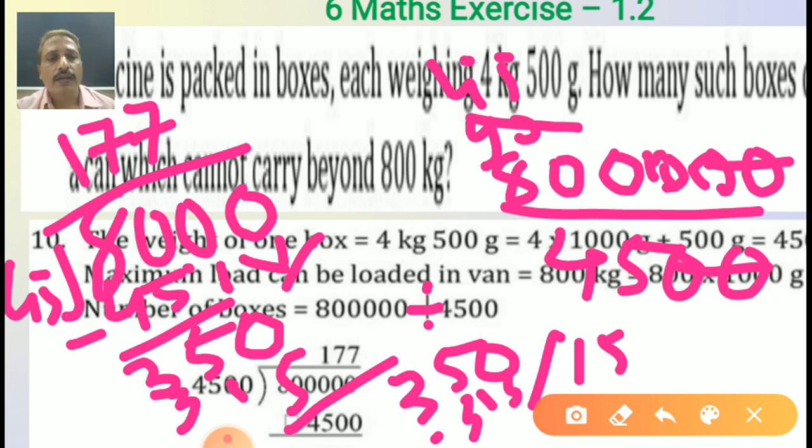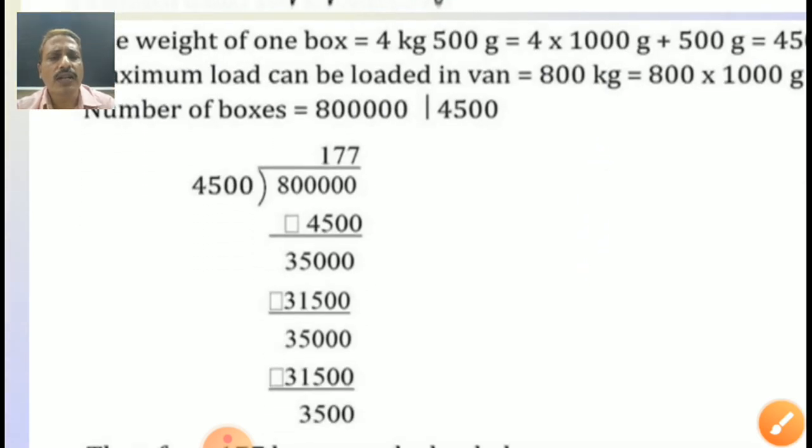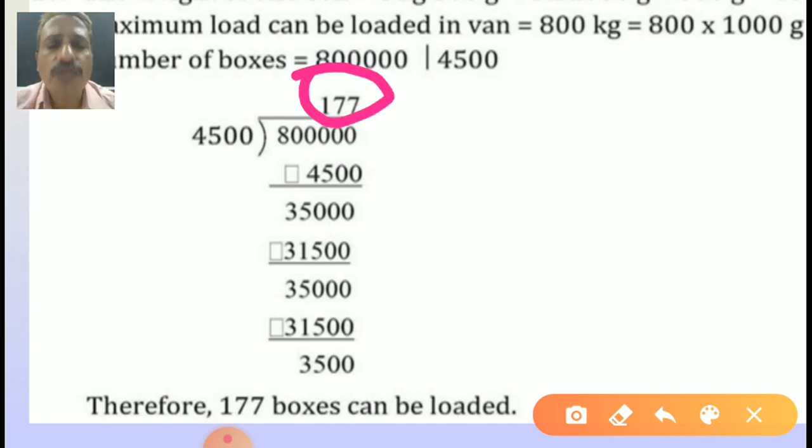This is one way. Or you can use this method altogether. Zeros are there, so don't worry about zeros. We only have to check the number of boxes. The number of boxes that can be taken by a van is 177. They did not ask how much the weight of that 177 boxes is, otherwise you have to multiply. Understood? Yes, very easy to find out.